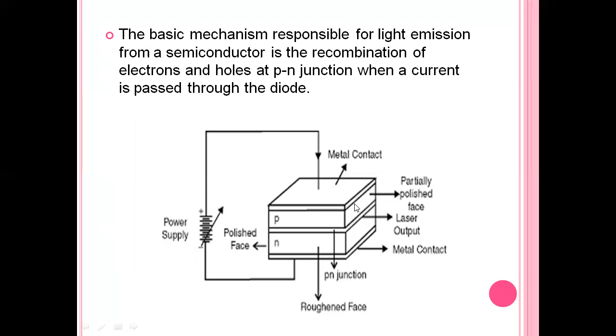and these surfaces from where we are getting the laser output, they were well polished and parallel to each other, this one and this one. One on the back surface will be a fully polished surface, whereas on the other side it will be a partially polished surface. So this was the constructional structure for a homojunction semiconductor laser.